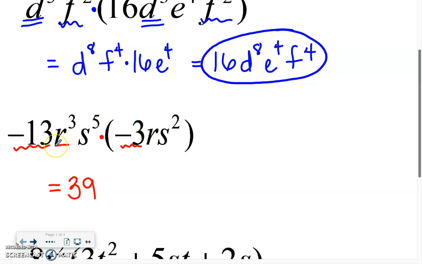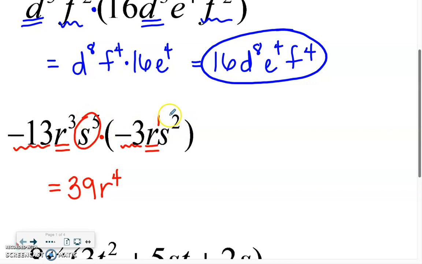The next thing is R's. So this one is an R to the third, and this one is just a single R. So it may be helpful to put a 1 to remind yourself that there's just one R listed there. And so if I put it together, R to the third times an R would give me 4 of those R's. And then S to the fifth times S squared.